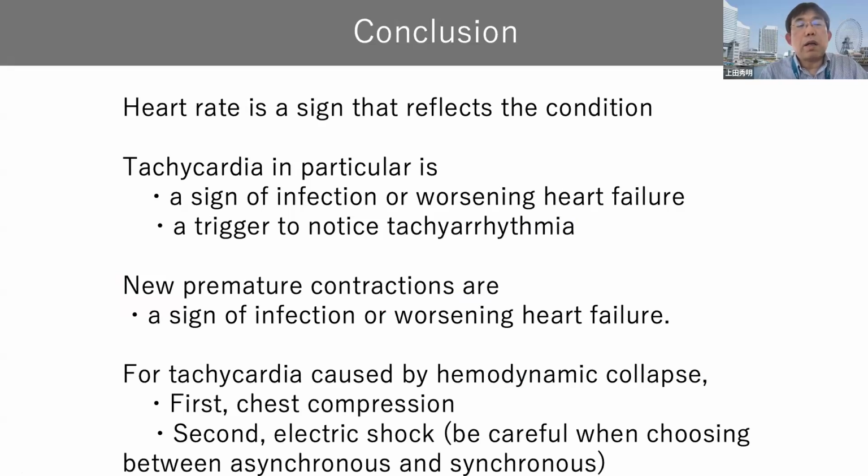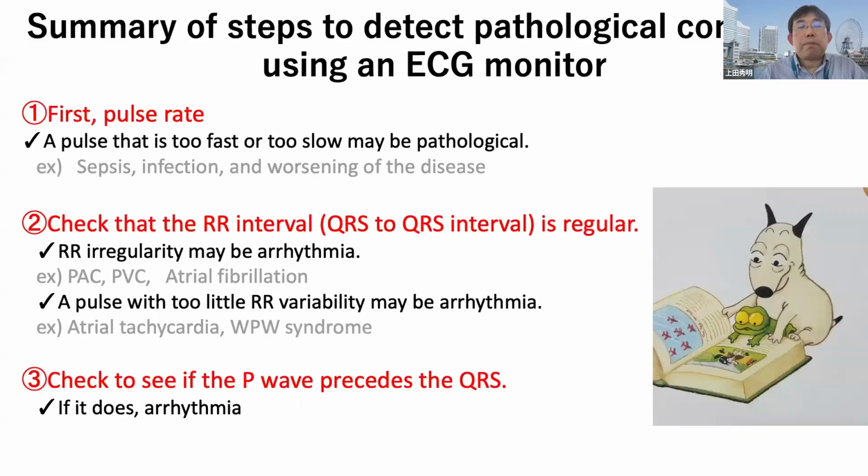So the conclusions: heart rate is a sign that reflects the conditions. Tachycardia in particular is a sign of infections or maybe worsening heart failure, and also a trigger to notice arrhythmia. New premature contractions are a sign of infections or worsening heart failure. For tachycardia caused by hemodynamic collapse, first just start chest compression, and second, electric shock. But please be careful when choosing between asynchronous and synchronous.